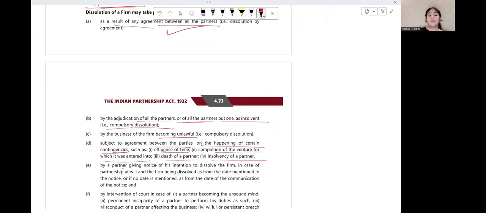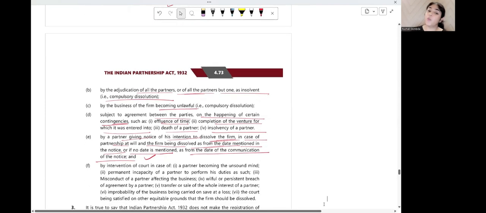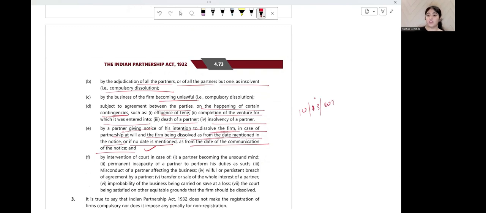Then by a partner giving a notice of his intention to dissolve the firm, in case of partnership at will, and the firm being dissolved as from the date mentioned in the notice, or if no date is mentioned, as from the date of communication of notice. Now, if one partner comes and says, I don't want this firm to continue, so you have to dissolve it. So whenever he gives the notice, or from the date written in the notice, say he gives the notice on 10th of March.